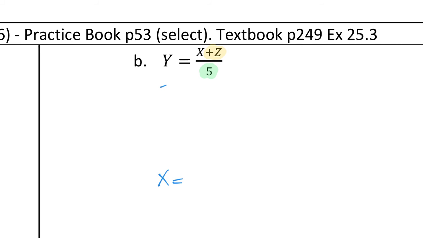The opposite of dividing by 5 is multiplying by 5. So 5 comes up and multiplies that y. So 5y equals x plus z. And then that z needs to come across. So you're going to have 5y minus z is equal to x. Then we'll write down our answer, writing the x first: x is equal to 5y minus z.